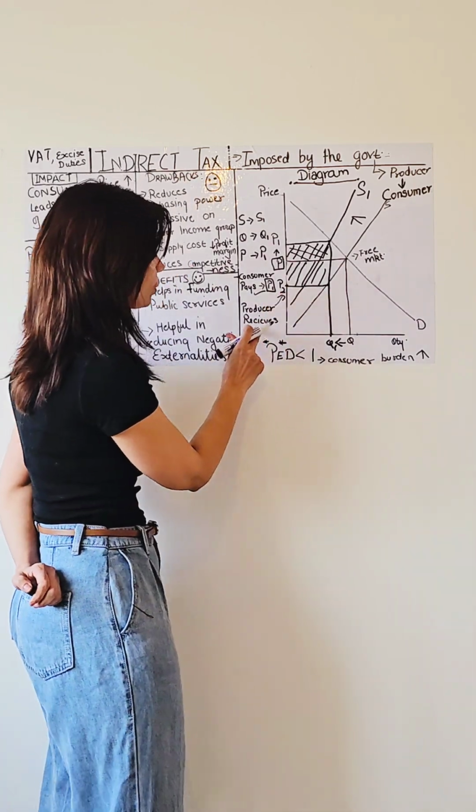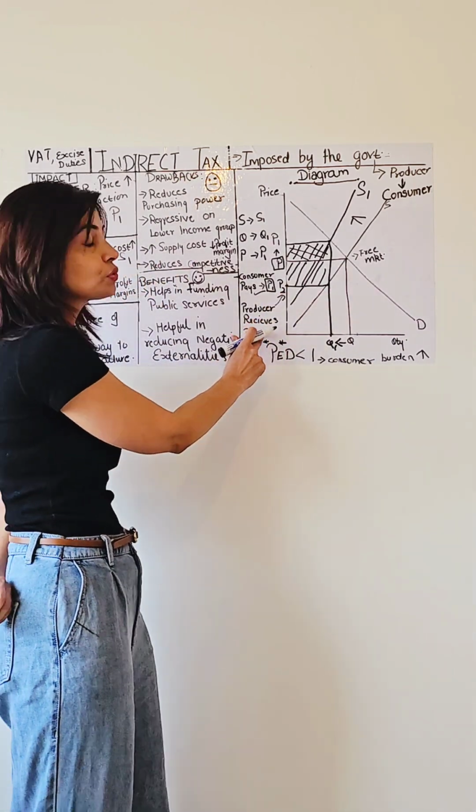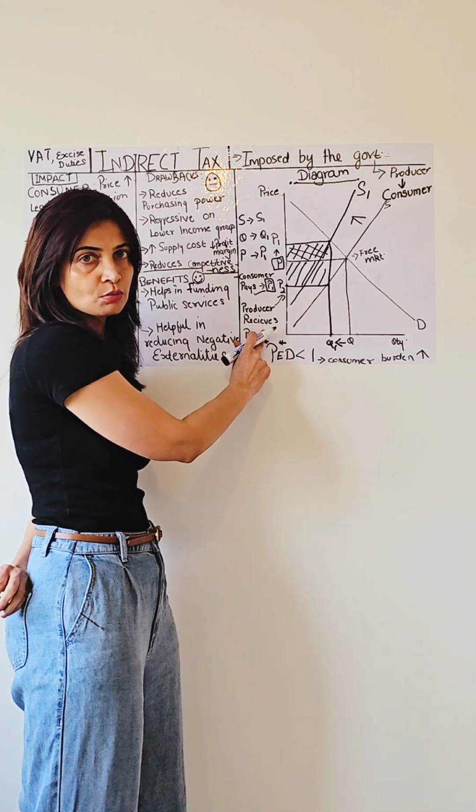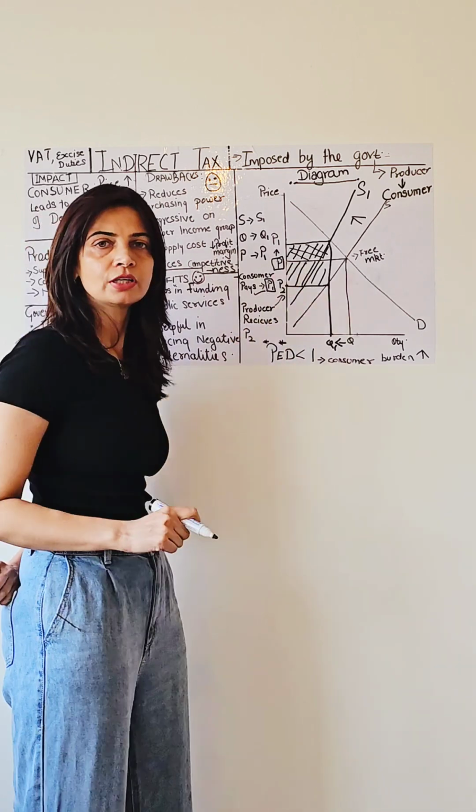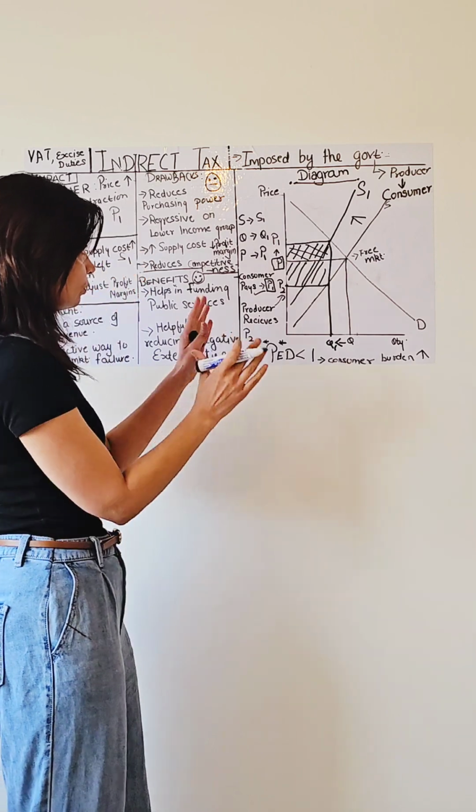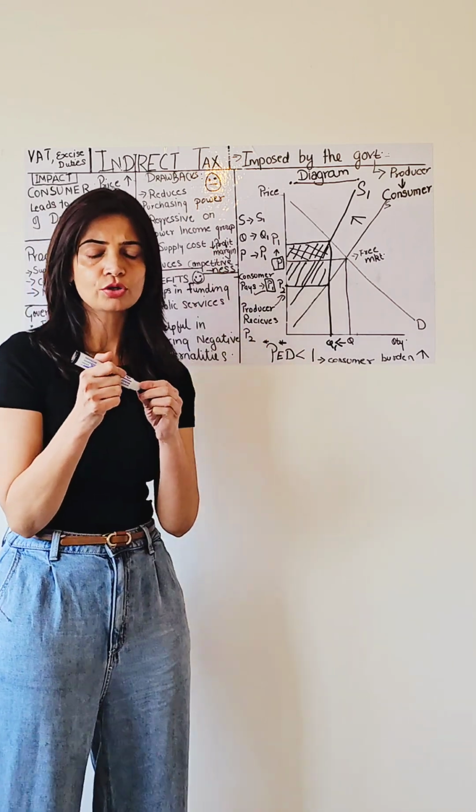So P2 is going to show us the price that the producer is going to receive in the market after the introduction of indirect taxes. So this is the overall view of how your diagram would look.